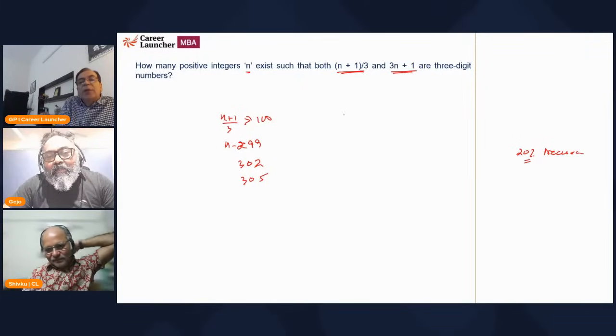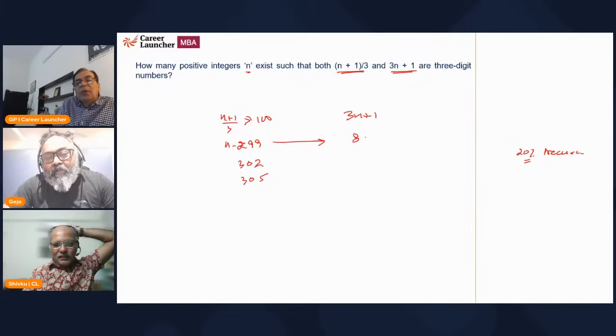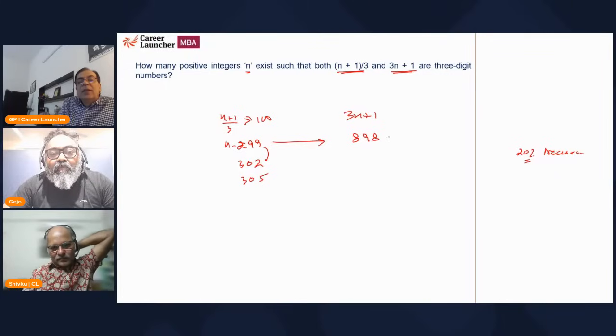Similarly, when you look at 3n plus 1, in this case, 3n plus 1 becomes 903 minus 299, 897 plus 1, 898. So if this is going up by 3, this will go up by 9. 907. So this is the largest value of n, will be 332.